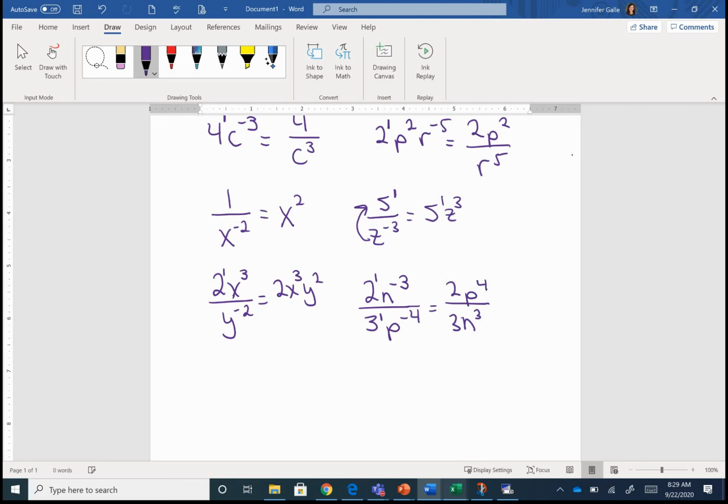So that's all we have to think about, guys. Positive exponents, they're happy. Let them be. Negative exponents, if it's negative up top, move it to the bottom. Negative in the bottom, move it to the top. We just have to switch around where it is.